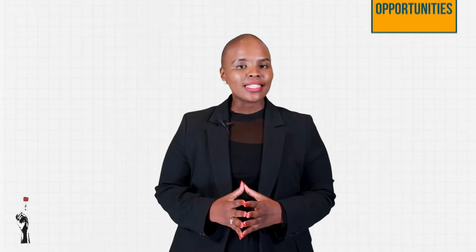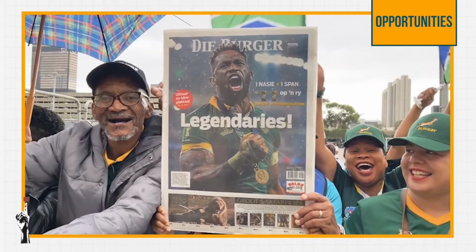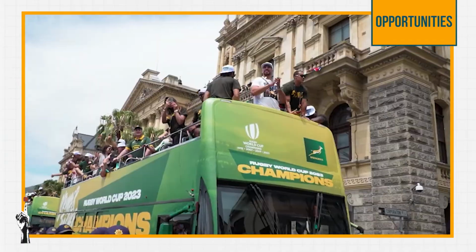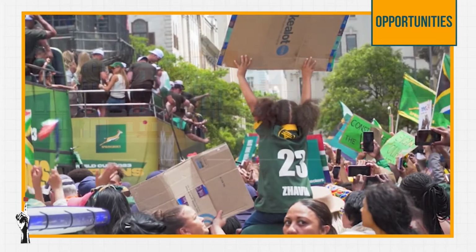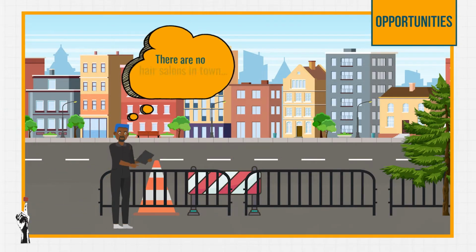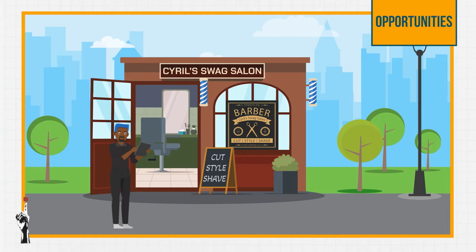We are now going to move over to external factors, and we will be looking at opportunities. Opportunities are aspects outside of your business in your environment that can lead to the success of your business. For example, before Cyril started his business, he realized that there were no hair salons in his community. He saw this as an opportunity to start a successful business.